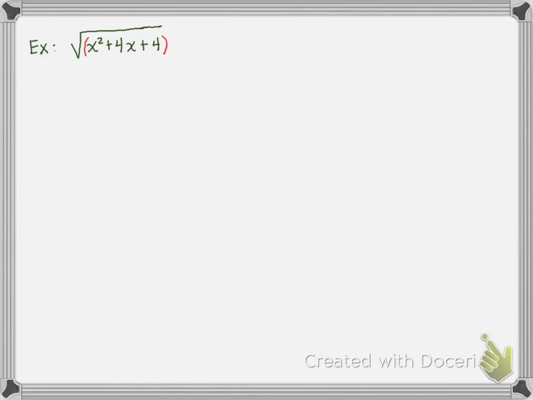So the only way to simplify this is if we can factor that polynomial, which we can. It factors into x plus 2 times x plus 2, also known as x plus 2 squared. So what do you have to square to get x plus 2 squared? Yes, x plus 2. So this is equal to x plus 2, sort of.